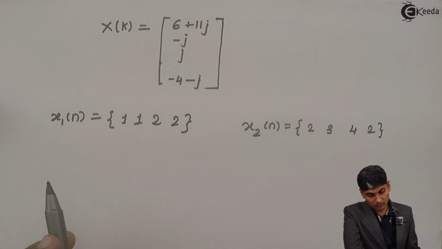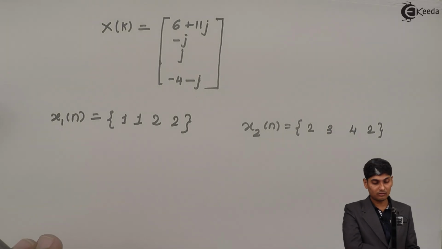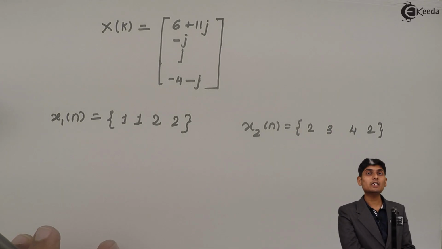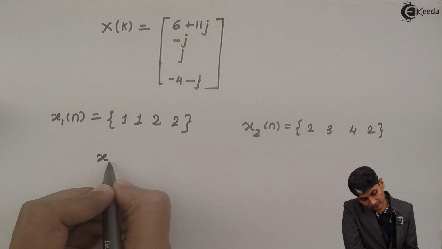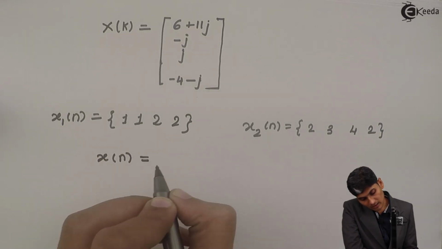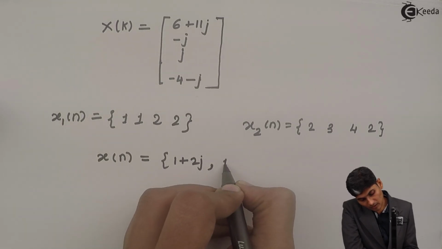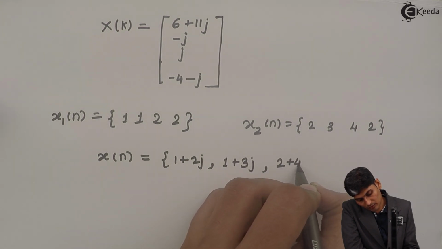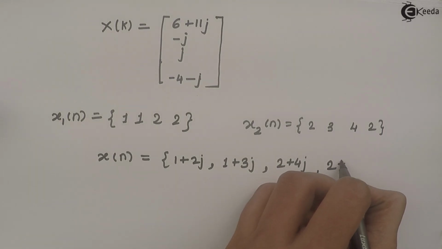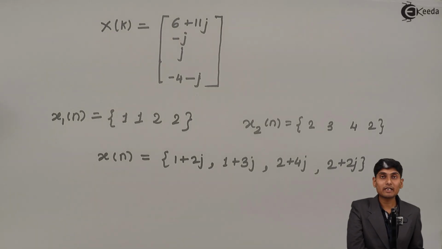Now to apply any property, first I need to find the relation of x of n with x1 of n and x2 of n. To develop this relation, let us closely observe what x of n is. So x of n is nothing but 1 plus 2j, comma 1 plus 3j, comma 2 plus 4j, comma 2 plus 2j. Right, so that is what my x of n is.